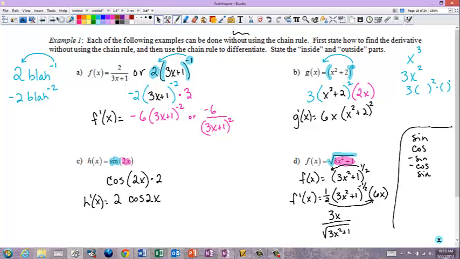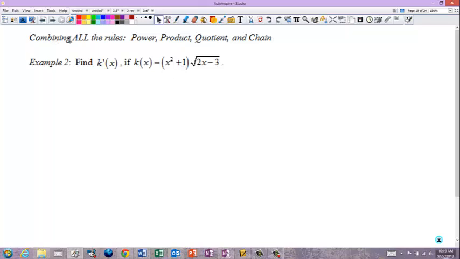Let's see. Ooh, combining all the rules. We have a power, a product, a quotient, and a chain. Fun.